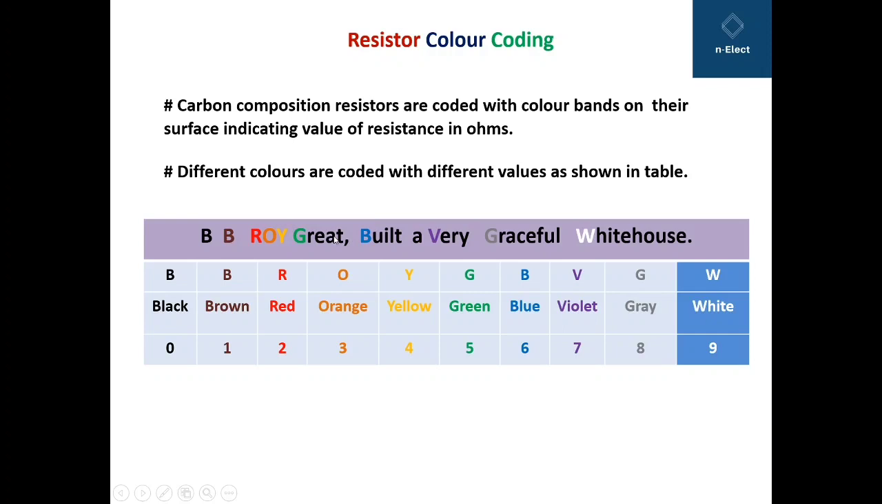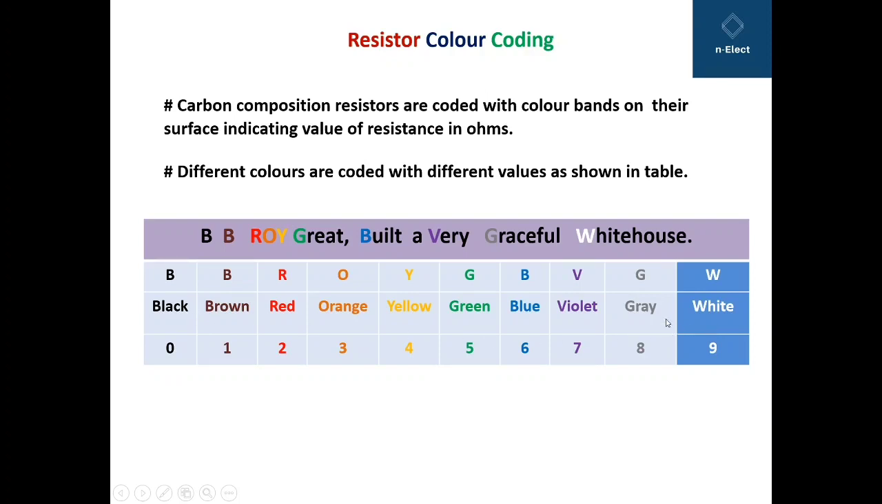Here I want you to remember this statement: B.B. Roy Great built a very graceful White House. You just remember this statement or keep it in mind. Why am I asking you to keep this statement in mind? The reason is here B, B, R, O, Y, G, then B, then V, then G again, and W, they represent different colors from black, brown, red, orange, yellow to white, right?